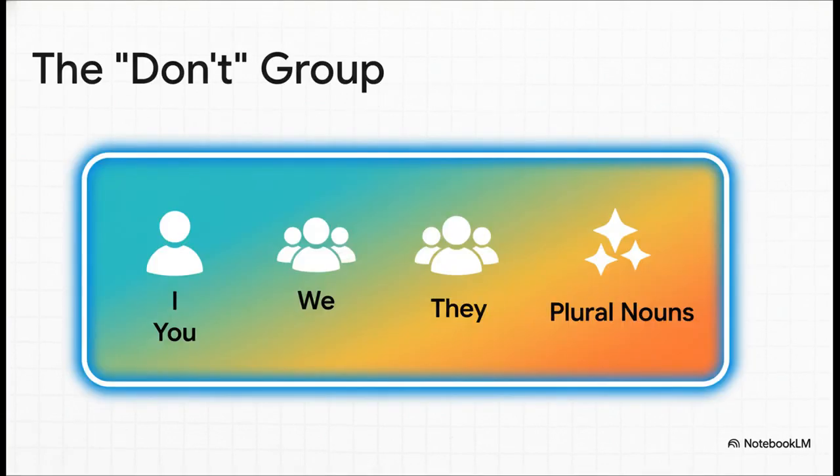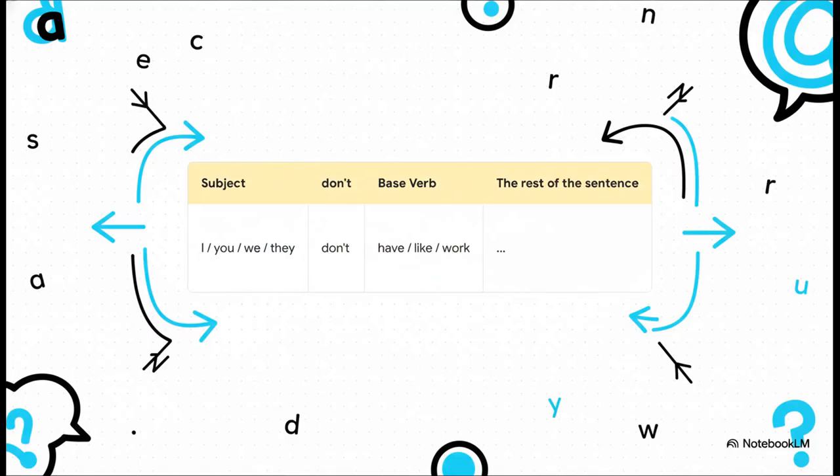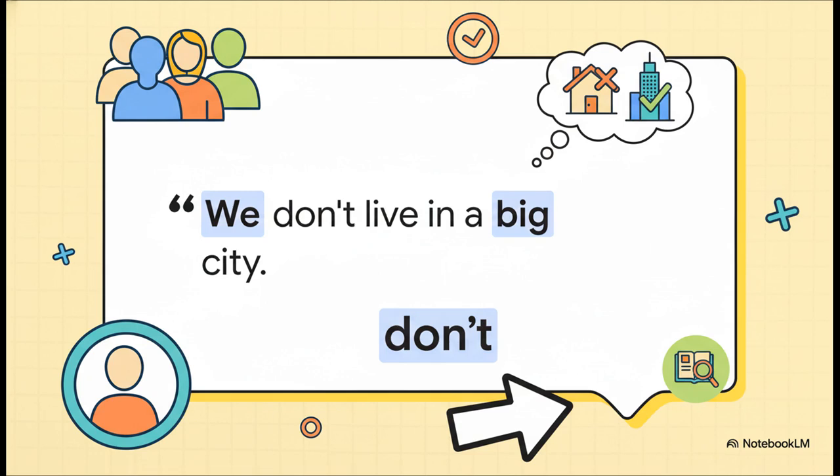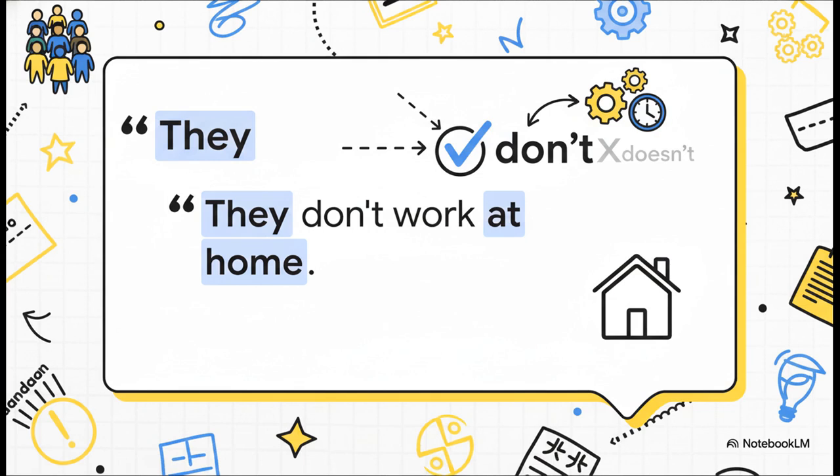First up is the don't group. Use it for I, you, we, they, and any plural noun. The sentence structure is super simple. It's just the subject, then don't, then the verb. For example, our subject is we, so we're going to use don't. Simple as that. See? The subject they is plural, so it takes don't. Easy. Now, what about the other group?